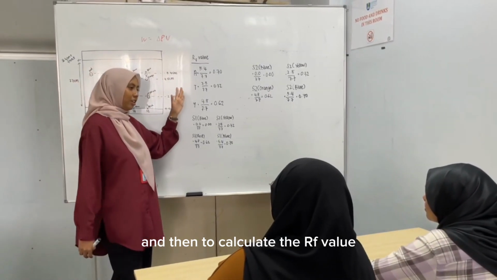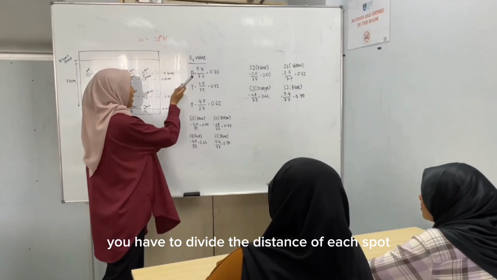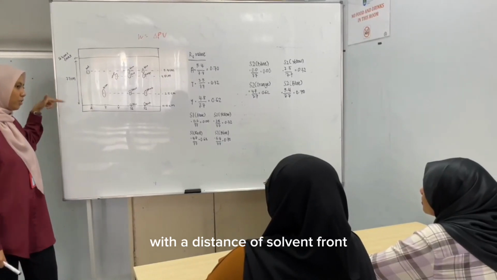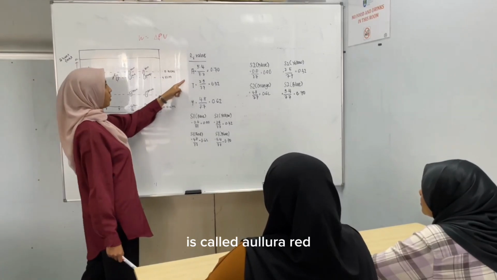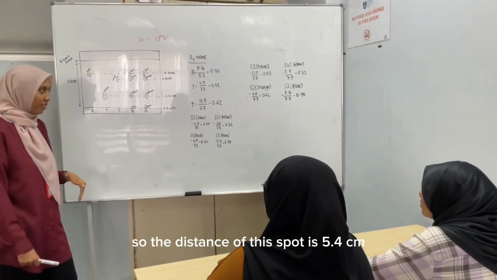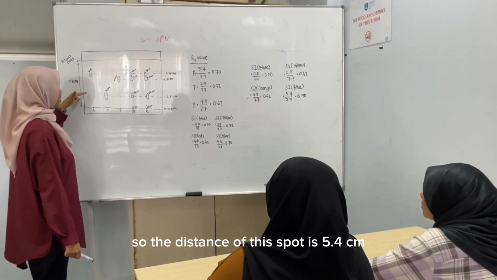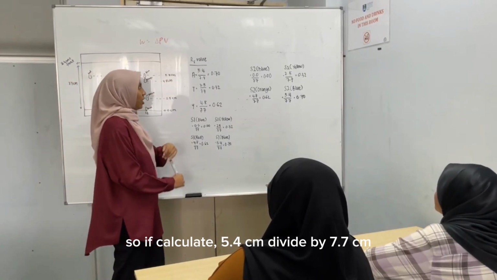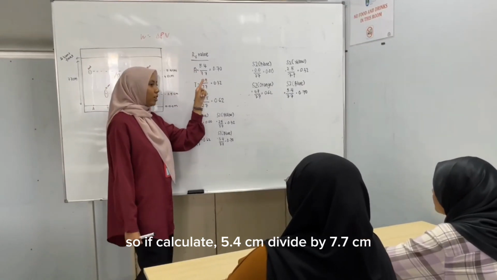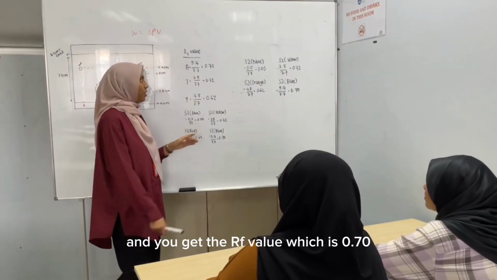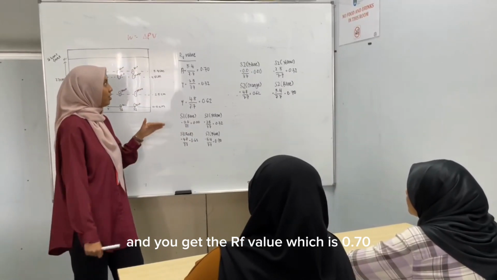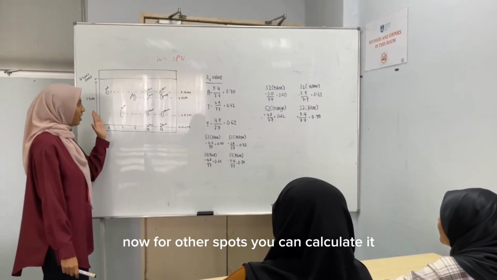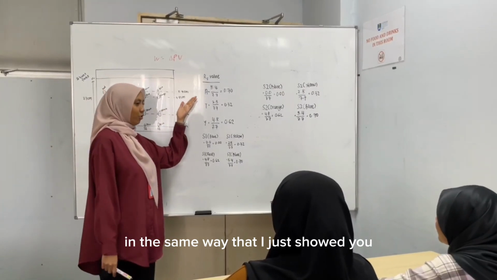And then to calculate the RF value, you have to divide the distance of each spot by the distance of the solvent front. For example, the first sample is called Amiera red. The distance of the spot is 5.4 cm. So we calculate 5.4 divided by 7.7, and we get the RF value, which is 0.70. Now for other spots, you can calculate it the same way that I just showed you.